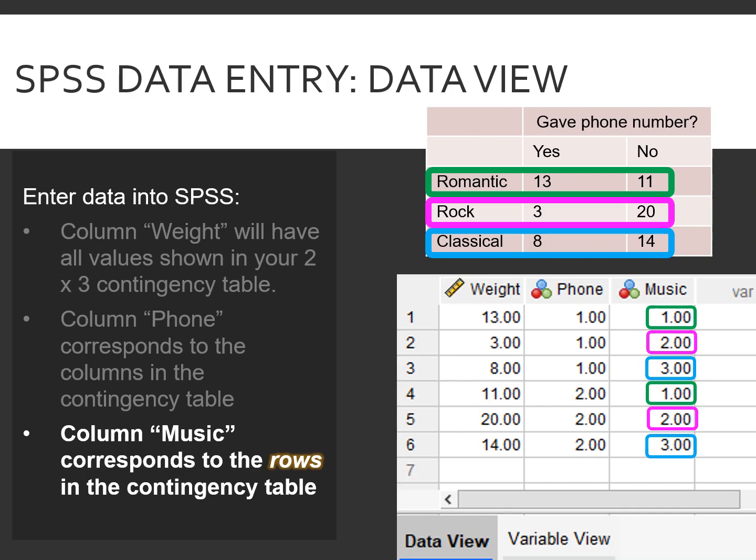Our second nominal variable was music type. We had three different types, and they should align to what is shown in this way. The column music should correspond to the rows in the contingency table as shown here.